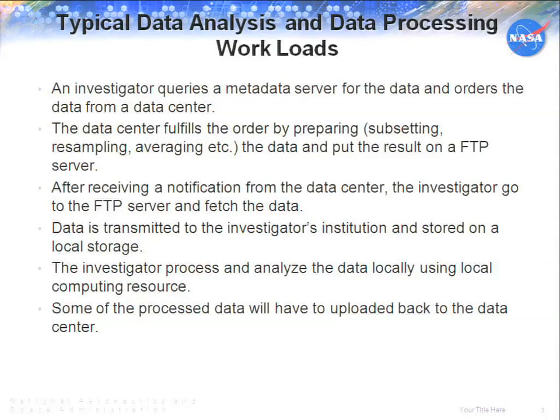By preparing the data, typically when you order the data, you only order a subset of the data. So the data center will subset, resample, average, whatever kind of magic they do. They put the data on an FTP server, and the user goes there and fetches the data. It is transmitted by FTP to their home institution, and they process the data and do their simulation. That entire workload takes a long time.